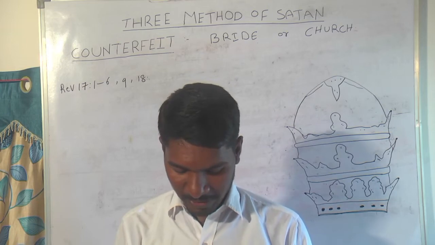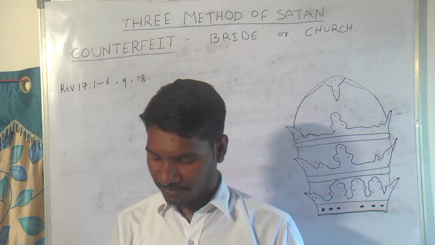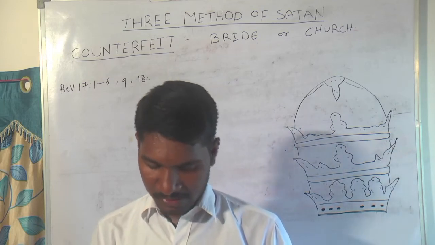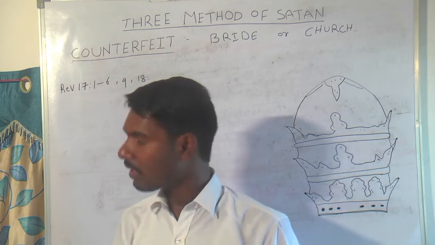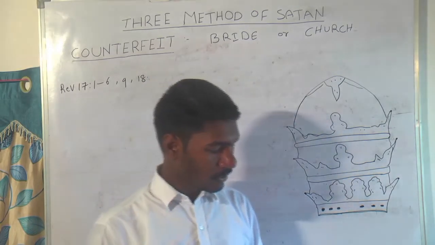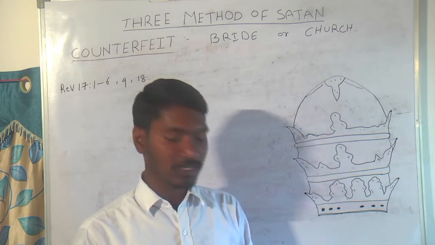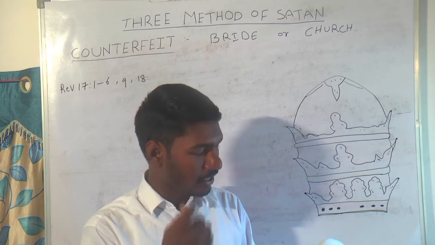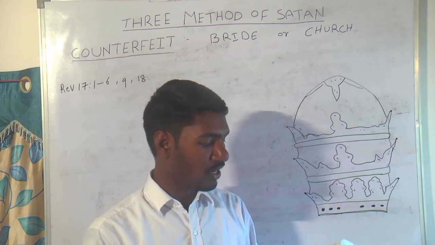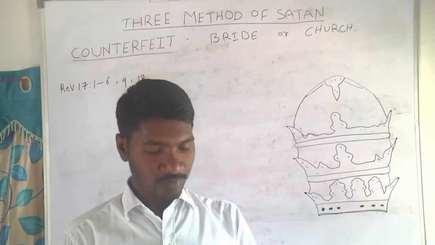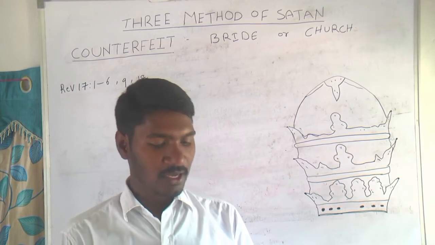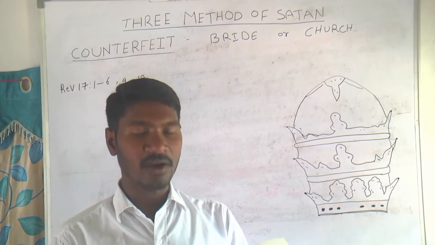So please turn your Bible with me. Revelation chapter 17 verse 1 through 6 and verse 9 and verse 18. We will see these things. And there came one of the seven angels which had the seven vials and talked with me, saying unto me, come hither, I will show unto thee the judgment of the great whore that sitteth upon many waters, with whom the kings of the earth have committed fornication, and the inhabitants of the earth have been made drunk with the wine of her fornication.